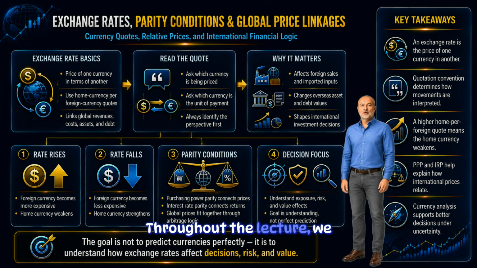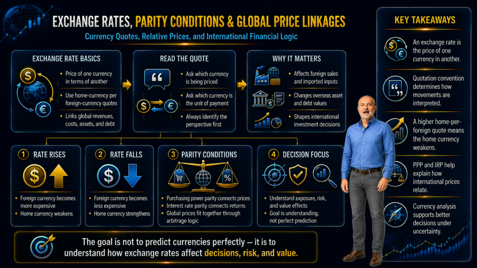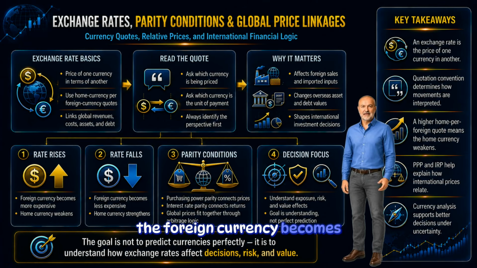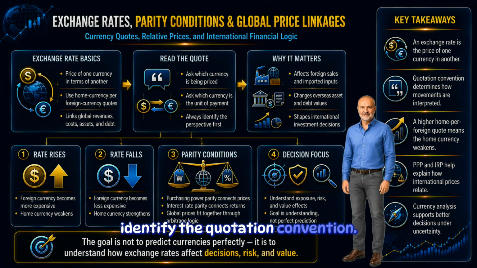Throughout the lecture, we will use a home currency per foreign currency quotation convention. Under this convention, when the exchange rate rises, the foreign currency becomes more expensive and the home currency weakens. When the exchange rate falls, the foreign currency becomes less expensive and the home currency strengthens. Before interpreting any currency movement, always pause and identify the quotation convention.